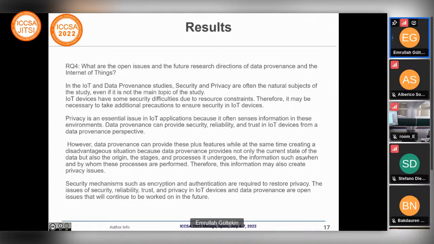Security mechanisms such as encryption and authentication are required to restore privacy. The issues of security, reliability, trust, and privacy in IoT devices and data provenance are open issues, and they will continue to be worked on in the future.